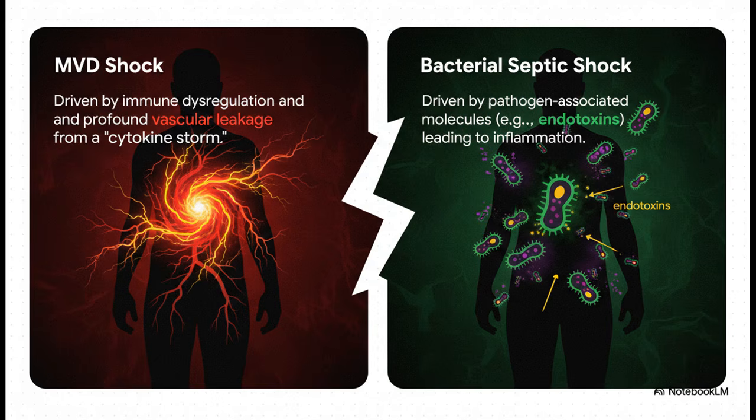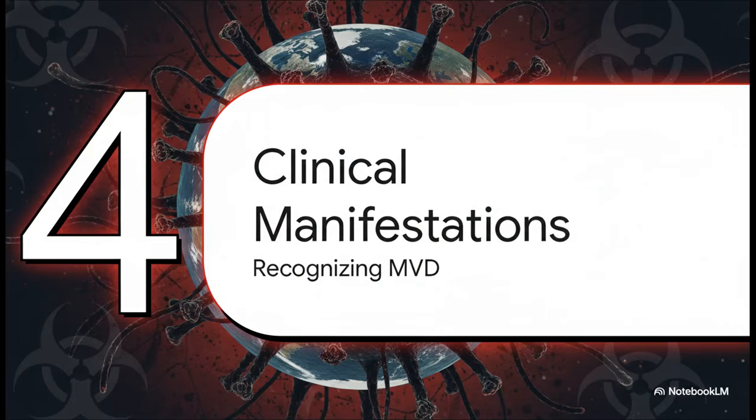And here's a critical distinction, especially for exams. You have to understand the mechanism of shock here. In MVD, the shock is driven by the host's own haywire immune response, that cytokine storm causing the vessels to become leaky. This is fundamentally different from the shock in bacterial sepsis, which is typically driven by molecules from the pathogen itself, like endotoxins. All right, let's switch gears to the clinic.